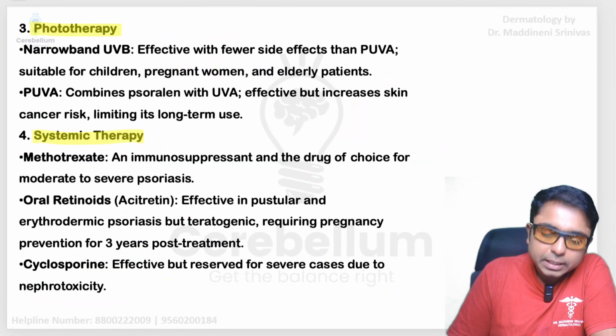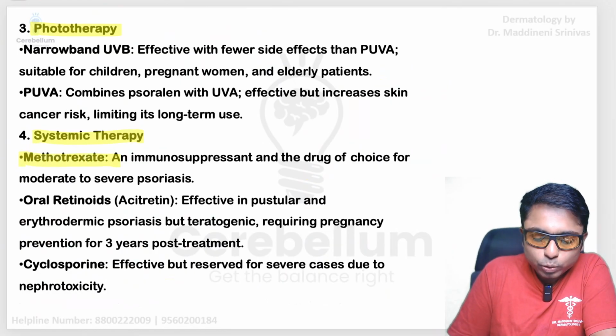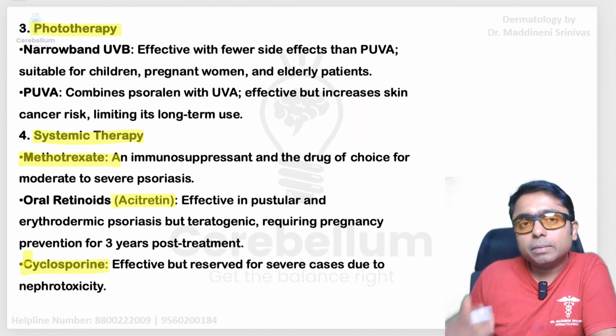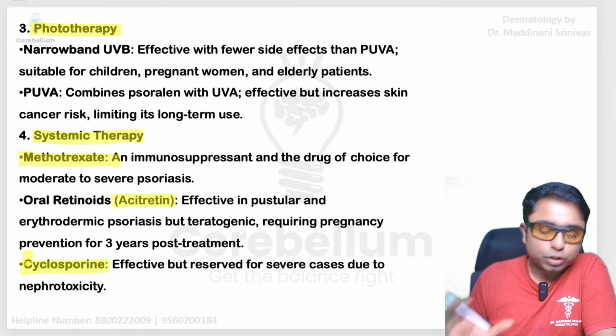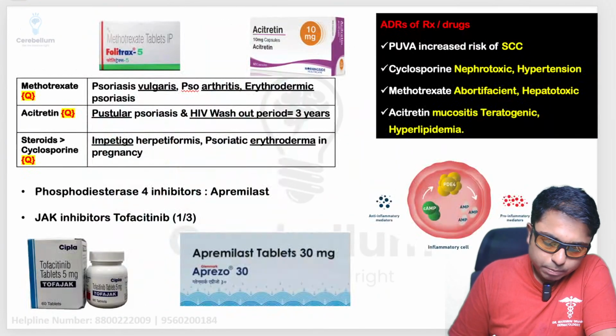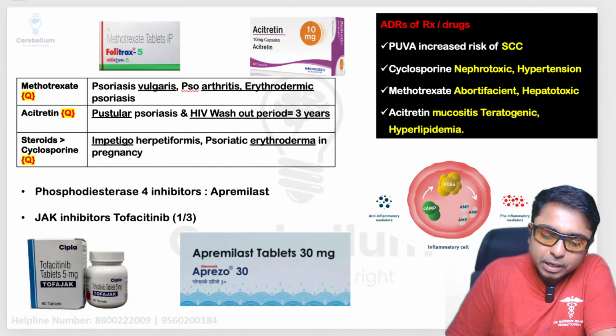Coming to systemic therapy, there are various medications: methotrexate, acitretin, and also cyclosporine. These are all medications used for patients with psoriasis. Like I have already told you, PUVA therapy I have already explained. So these are some of the medications which you need to remember.